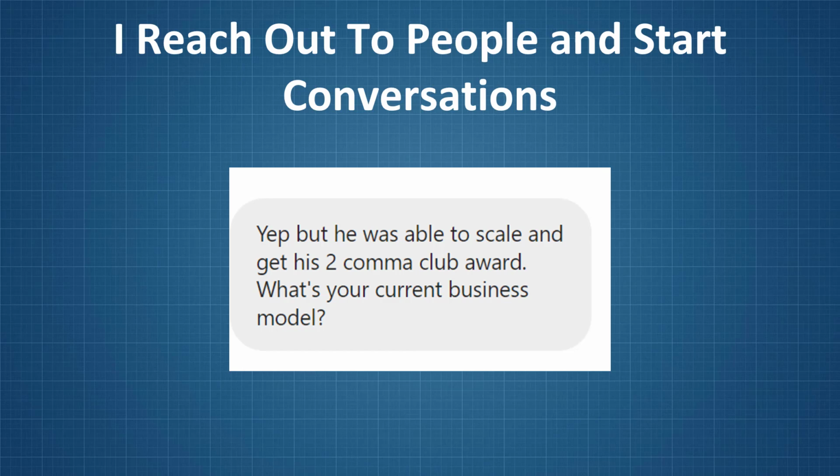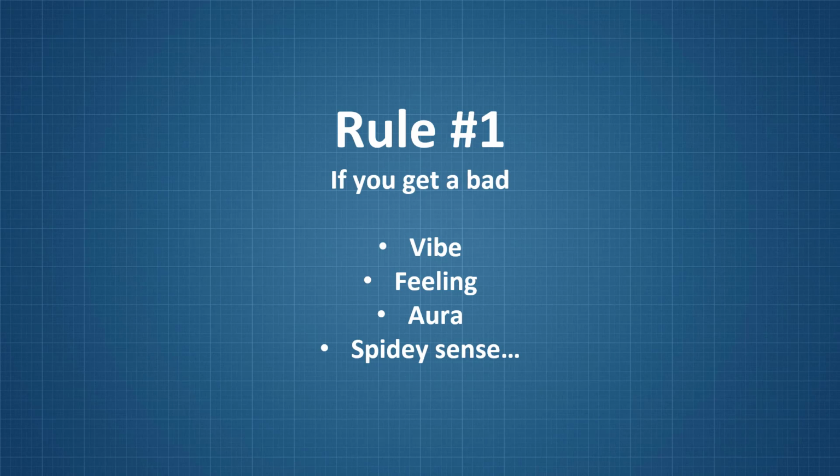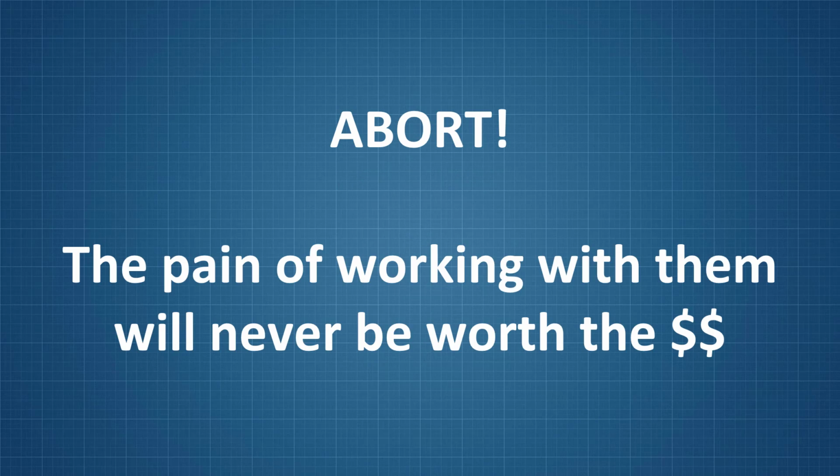But the main thing is that there are some rules that I've definitely learned the hard way when it comes to dealing with coaching clients. So I've broken them down into three simple rules. Rule number one: when you're talking to someone, whether it's on the call, before the call, or messaging like I do, if you get a bad vibe, a bad feeling, their aura seems weird, or your spidey sense is tingling, don't be afraid to abort, because the pain of working with them will never be worth the money.